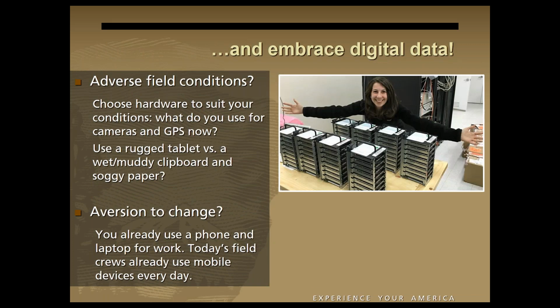Some other things. So adverse field conditions. That is one component where you really have to choose your hardware to suit your conditions. If you are in a volcano for some reason, I know the Southeast region doesn't have that many of them, but let's say we were all in Hawaii and we're at Volcanoes National Park. You would have to choose the appropriate hardware or the appropriate kind of housing to protect that hardware. But my counter question would be, well, what are you using for digital cameras and GPS rigs now? Because those are obviously capable of handling whatever your field conditions are.